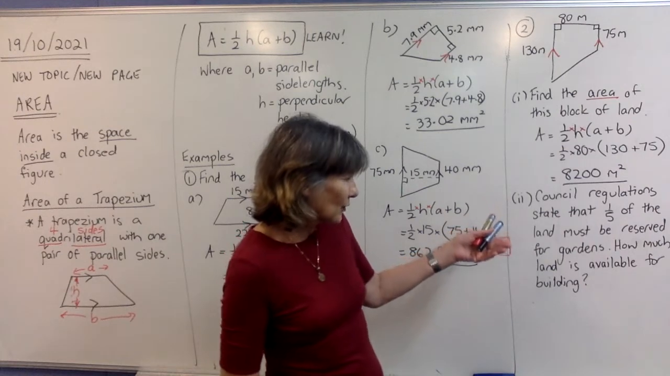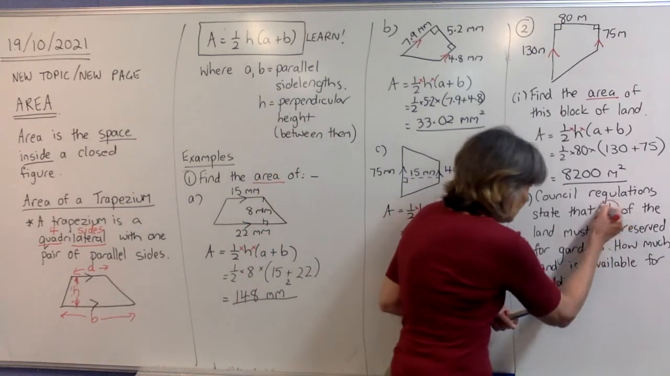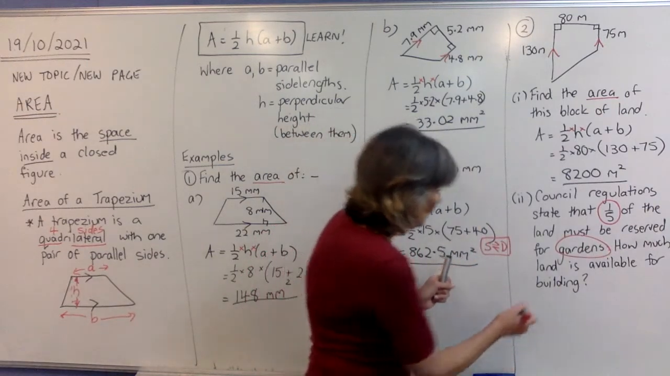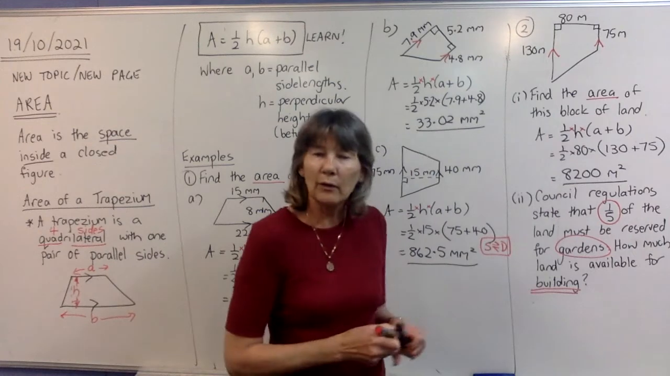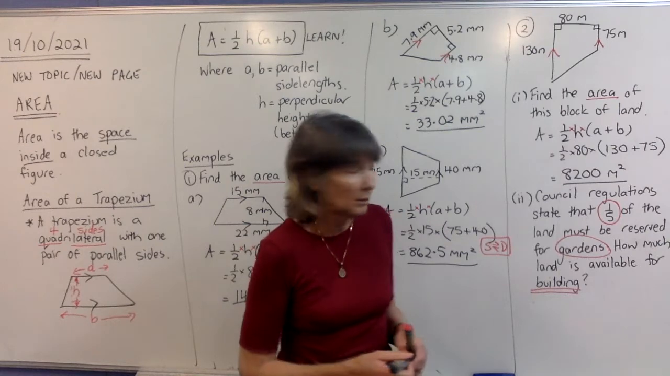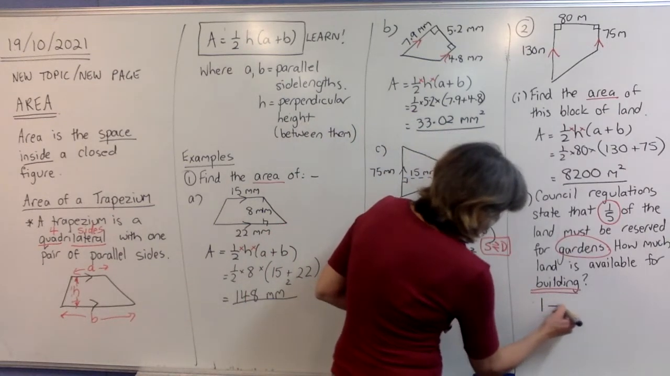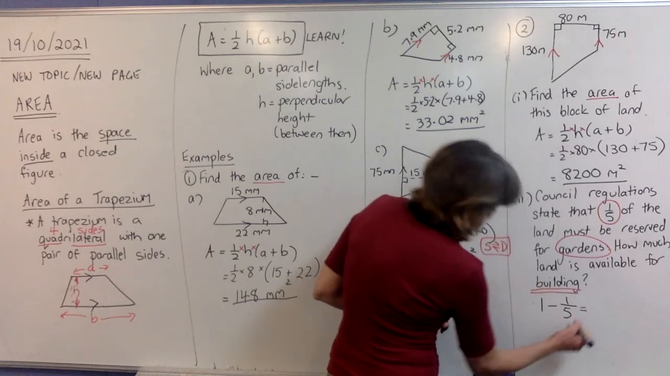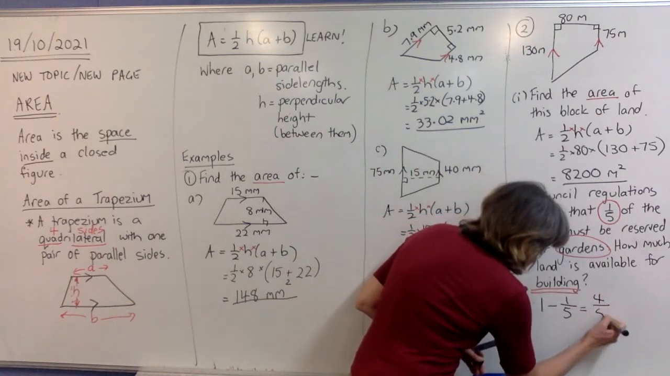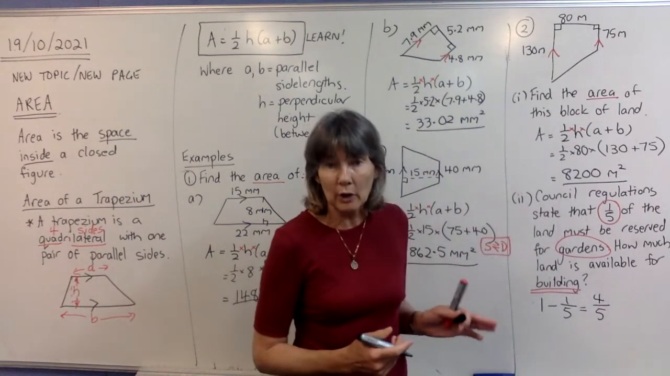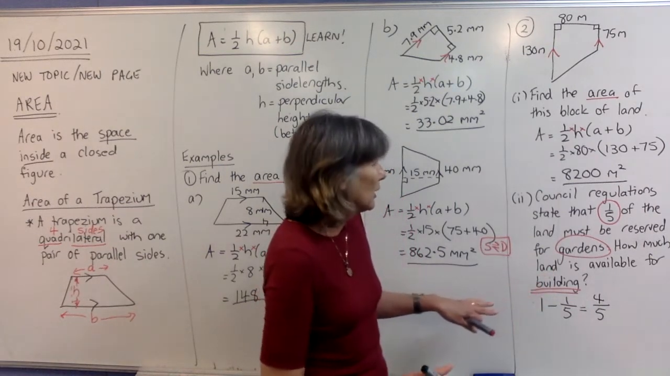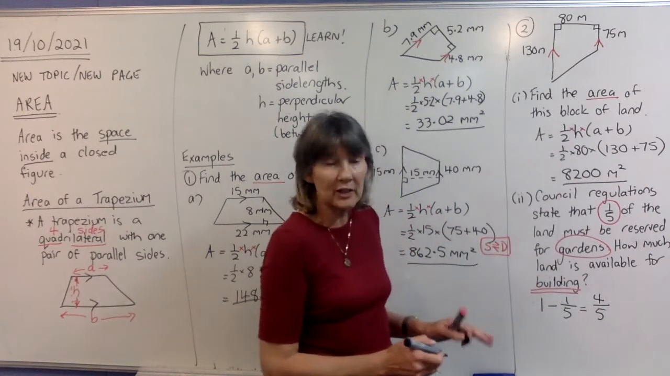Okay, so it says 1/5 of the land must be for gardens. But the question says, how much land is there for building? Well, if 1/5 of the land is for gardens, what fraction is for building? If you do 1 whole, take away 1/5, use your calculator, you'll get 4/5. And that's the fraction of the land that you can build on. So 1/5 is gardens, take that off, and you're allowed to build on 4/5 of the land.